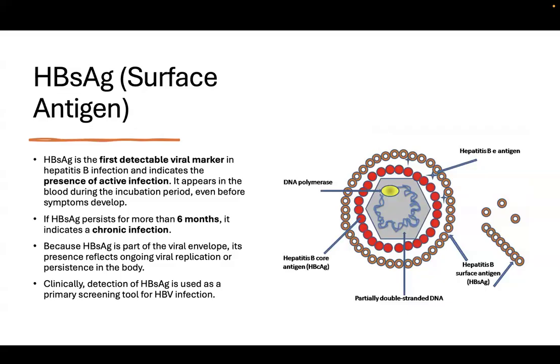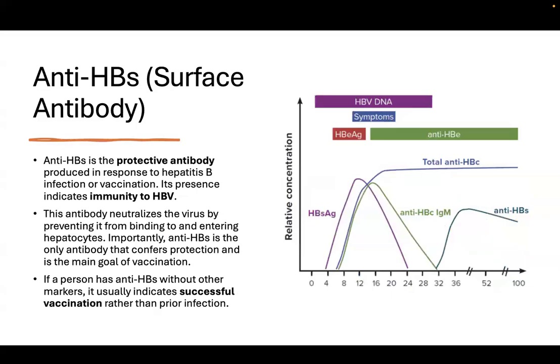So if you find it in your blood, it tells you that the virus is there and is basically replicating. And of course, it can be found in the acute, but also in the chronic infection, because if it's there for more than 6 months, this already tells you that you have a chronic infection occurring.